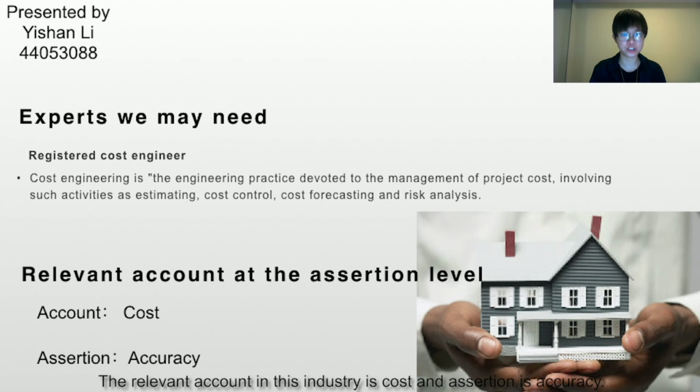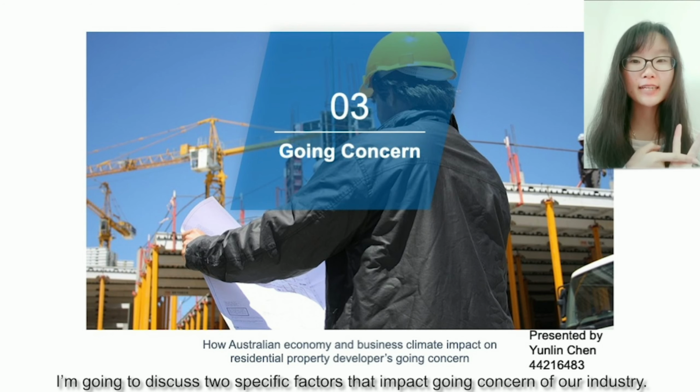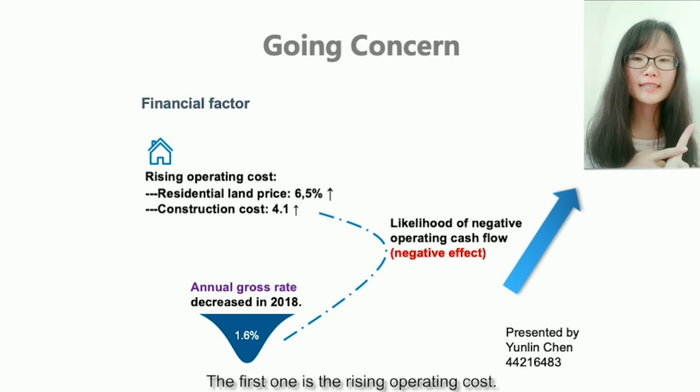Okay, let's move on. I'm going to discuss two specific factors that impact going concern of our industry. The first one is the rising operating cost. In 2018, residential land price and construction costs respectively increased by 6.5% and 4.1%. So the residential developers need to spend more on their operations. Therefore, the companies probably have a negative operating cash flow and will have difficulty surviving in the weak residential market.